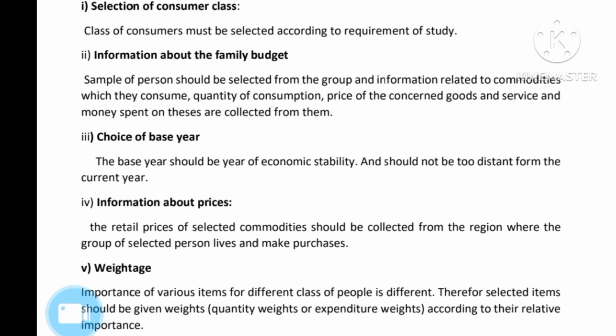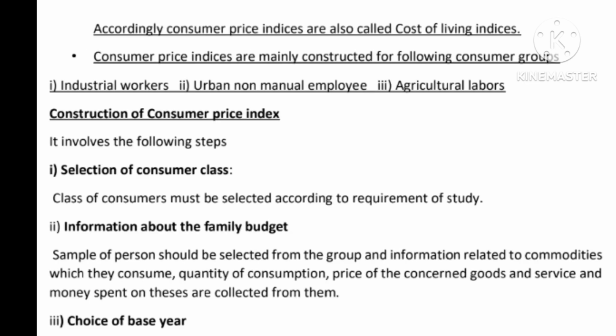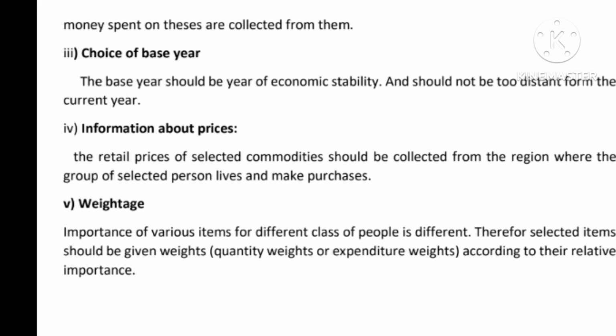Next, weightage. Importance of various items for different classes of people is different. Therefore, weights must be assigned according to their relative importance. Weightage must be given. To recap: the first was selection of consumer class, second was information about the family budget, third was choice of base year, fourth was information about prices, and fifth was weightage.